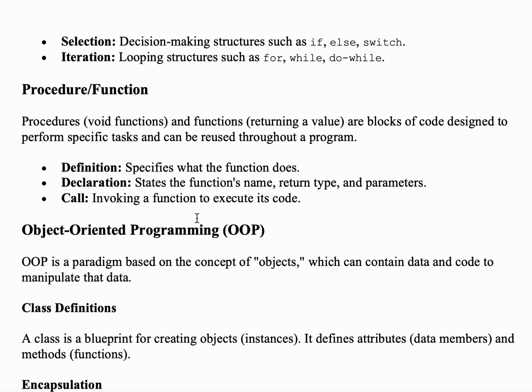And another concept is procedure and function. Procedures are called void functions, and functions return a value after executing. They are blocks of code designed to perform specific tasks and can be reused throughout a program. They make our program modular. It can be used repeatedly. Definition specifies what the function does. Declaration is also needed: the function name, return type and parameters. Call means invoking a function to execute its code.